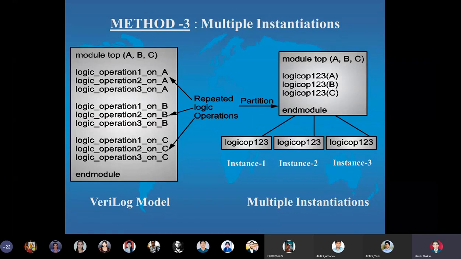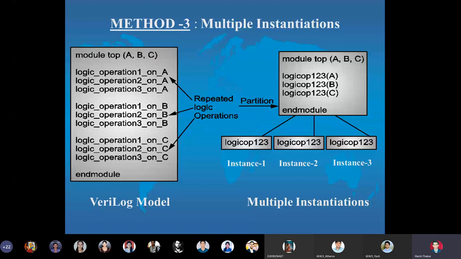In such a case, what we do is that we partition the entire module into 3 different modules, as is seen in the second rectangle, where it is written module top A, B, C. So here we have combined logical operations 1, 2, 3 on A. The first partition performs logical operations 1, 2 and 3 on A. And the second module, logic of 1, 2, 3, and the third, logic of 1, 2, 3. That is logical operations 1, 2, 3.